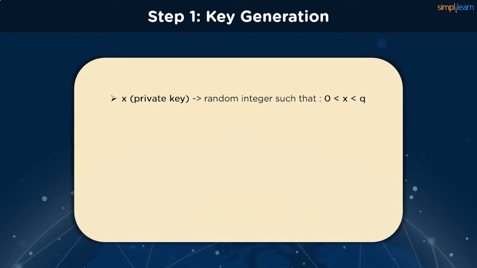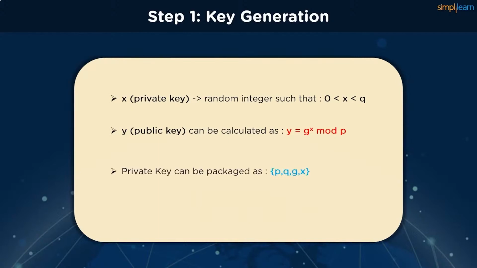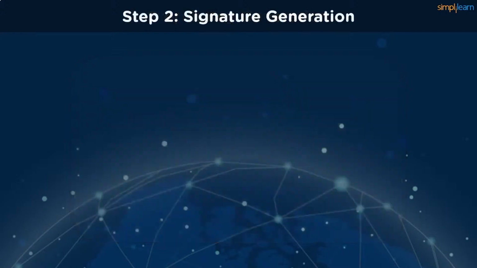The private key can be denoted by x, and it is any random integer that falls between 0 and the value of q. The public key can be calculated as y equals g to the power x mod p, where y stands for the public key. The private key can then be packaged as a bundle which comprises the values of p, q, g, and x. Similarly, the public key can also be packaged as a bundle having the values of p, q, g, and y. Once we're done with key generation, we can start with signature generation.